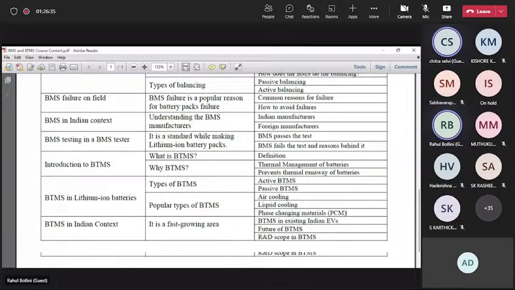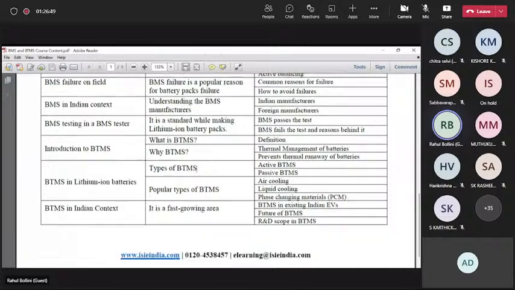Okay, let me quickly finish this. Types of BTMS: active, passive, and popular ones like air cooling. This is forced air cooling. Liquid cooling is something used in the Tata Nexon and others. Then PCM, phase change materials. In the Indian context, like I told you, 90% of the companies don't use it, and it is a fast-growing field. A lot of R&D is happening because BTMS can add cost and weight, so people want to make it lighter as well as cost effective.